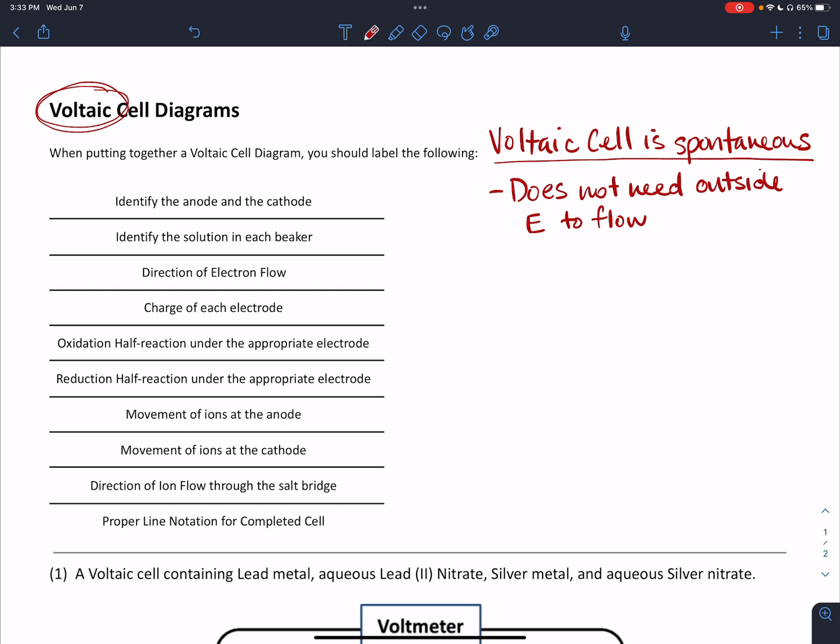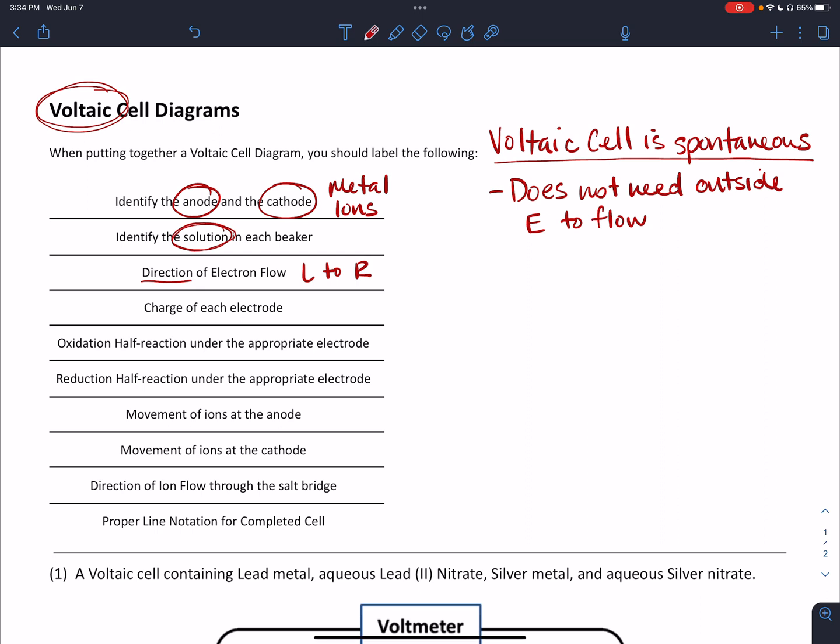When you label these types of cells, there are a couple things you need to do. You need to identify the two beakers, which each contain a half reaction. We call those our anode and our cathode. We're going to include the metal and the ions that will be present as part of those half reactions. We should also identify the solution in each beaker, so at the particulate level, what's floating around within that solution in each beaker. The direction that the electrons flow. I tend to build mine where the electrons flow left to right, so I set them up in that way.